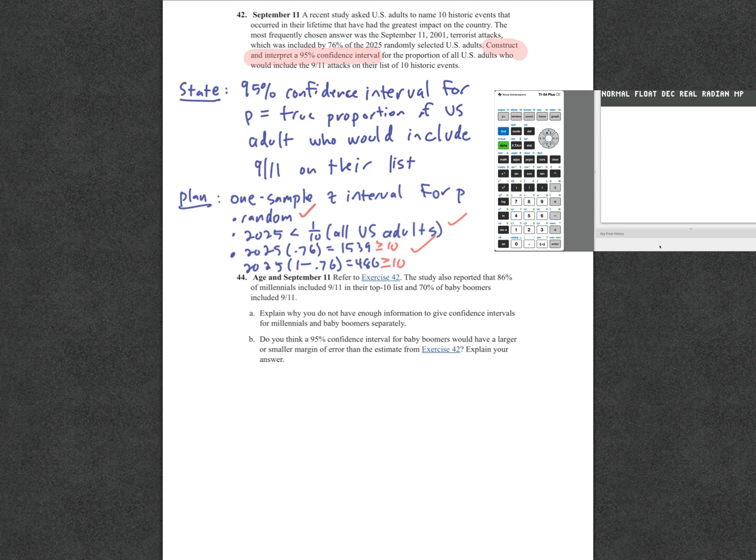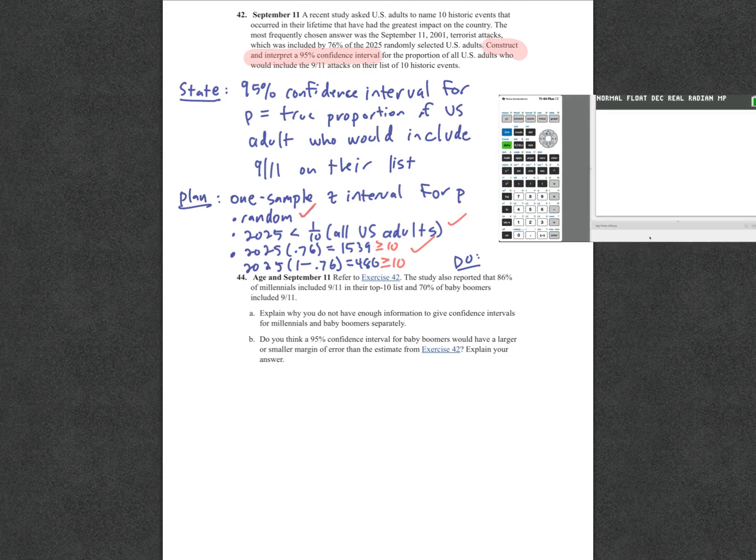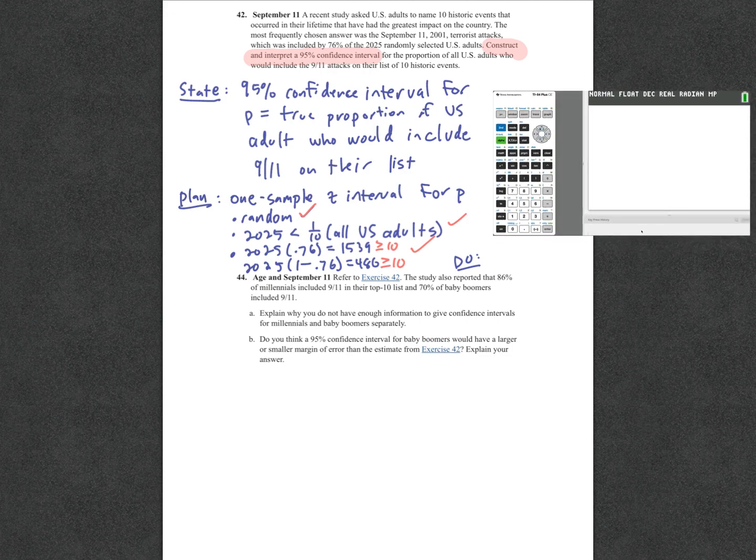Okay, so all the conditions are met. No real room to do the rest, so I'm just going to do the rest in the calculator. So now I'm going to do the do part, but I'm going to do that in the calculator since I don't really have room in here. Okay, so let's go to the calculator now. Make sure it shows up. Okay, so now we're going to actually construct the confidence interval. So first thing is to find Z star.